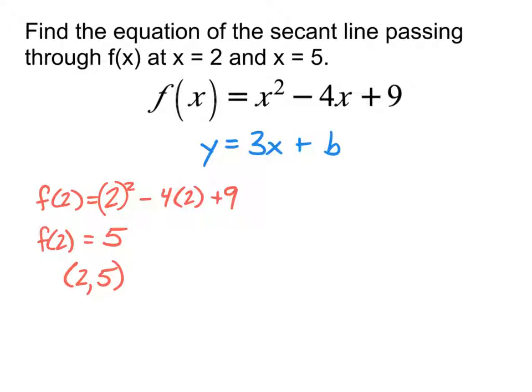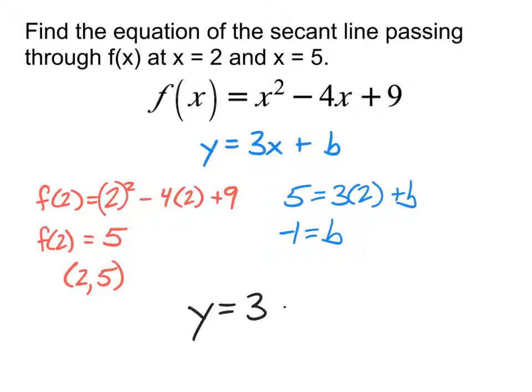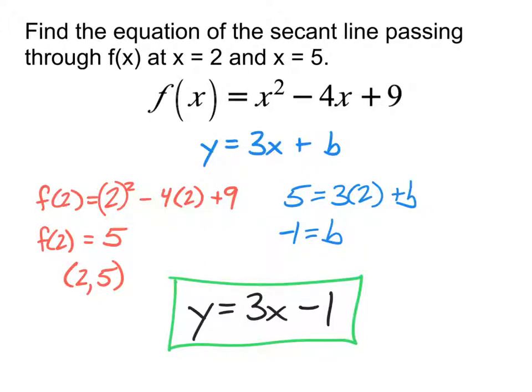Now, there are a couple different methods you can use to find our equation, to find our b value. One is that you could take our coordinates and plug it right into this. So, we can do 5 equals 3 times 2 plus b. And now we can solve for b. Okay, so that would be 5 equals 6 plus b. I would subtract the 6 from both sides, so I'd have negative 1 equals b. Well, if I then plug that in, I get a final equation here of y equals 3x minus 1. That is our final answer, at least in slope-intercept form.